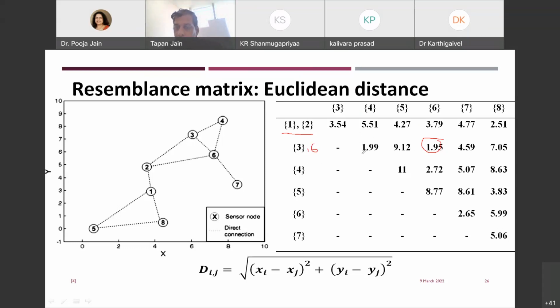So 3 to 4 value is 1.99, or 6 to 4 value is 2.72. So we discard this value. 3 to 5 value is 9.12, and 5 to 6 value is 8.77. So we discard this value also. 3 to 6 we had already taken. 3 to 1 is 3.54, and 3 to 6 is 3.79. So we discard this value. Similarly, 3 to 7 value is 4.59, or 6 to 7 is 2.65. So we discard this value like this. 3 to 8 is 7.04 and 6 point something, so we discard this value.